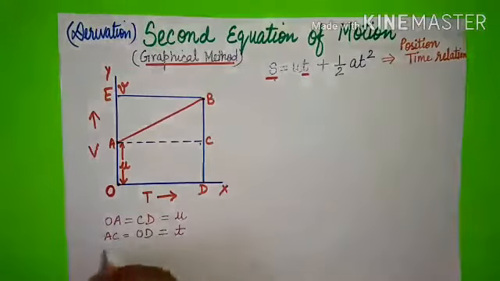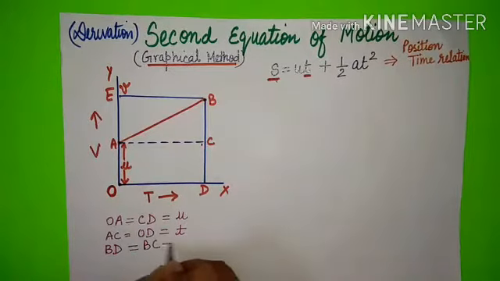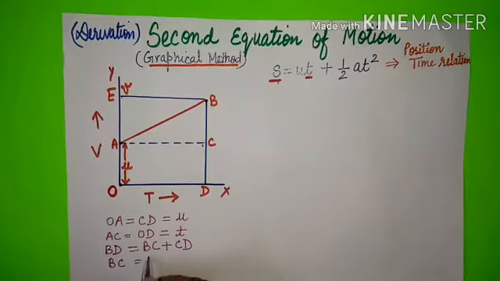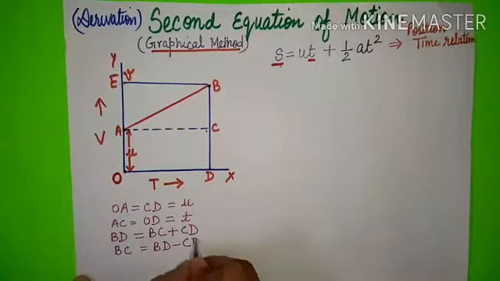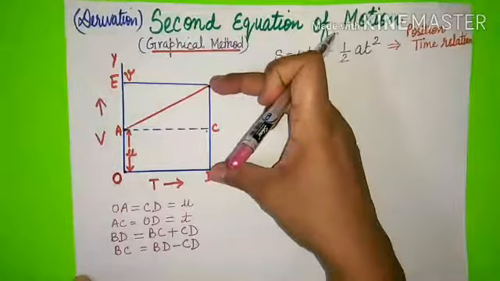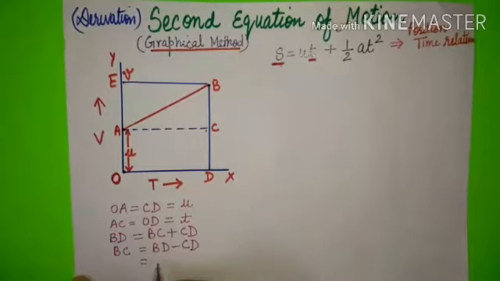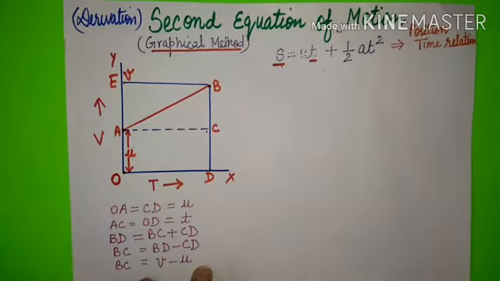And this BD is the sum total of BC plus CD. So we can calculate BC as BD minus CD. BD is the final velocity, and CD is the initial velocity. So BC is v minus u. This we have already described in the first video while deriving the first equation of motion.